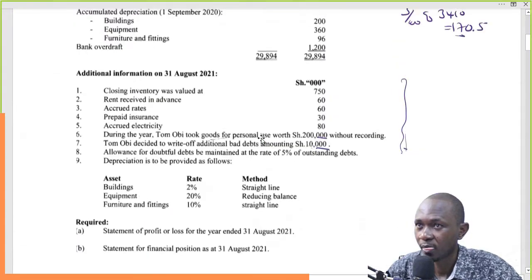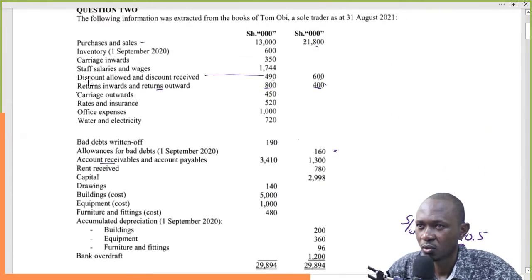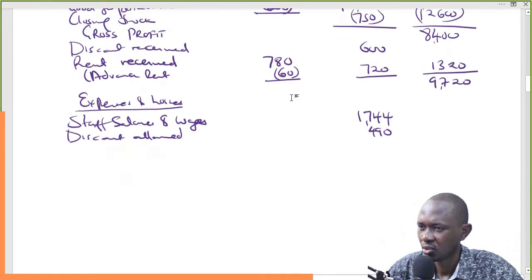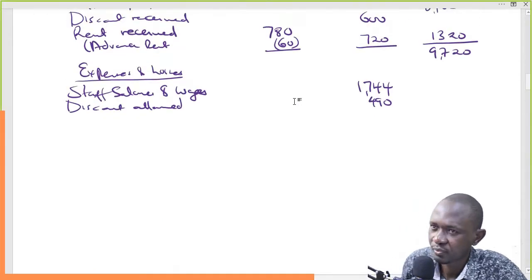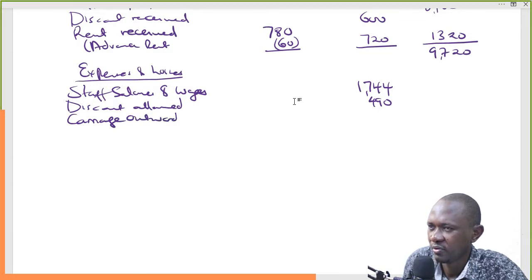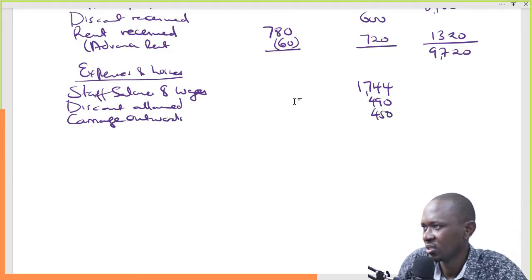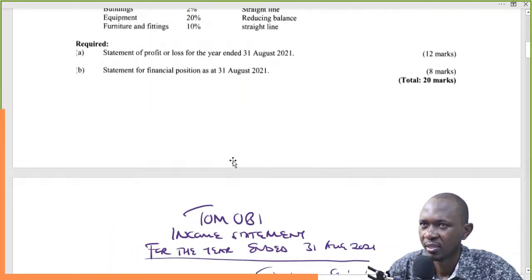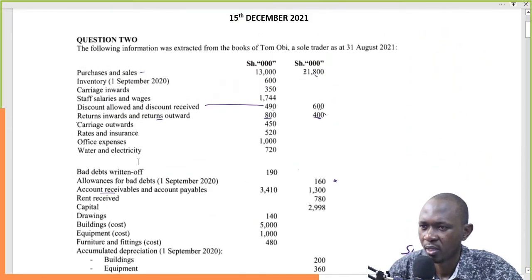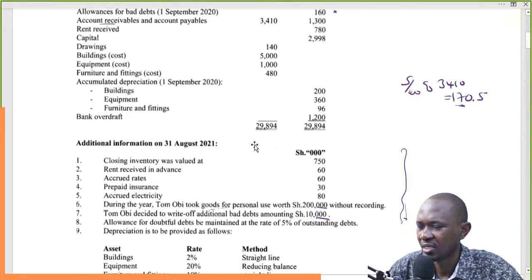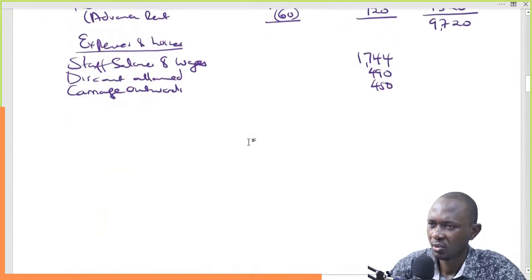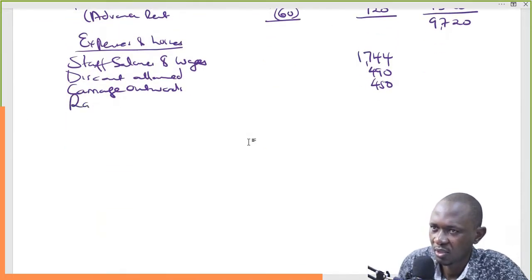Then next, we are done with those ones. Carriage outwards, you can see carriage outwards is 450. So carriage outwards 450. Next, rates and insurance 520. So we come here, rates and insurance 520.